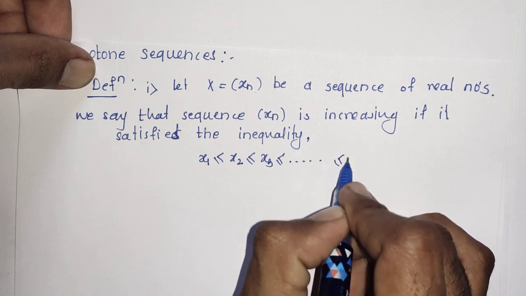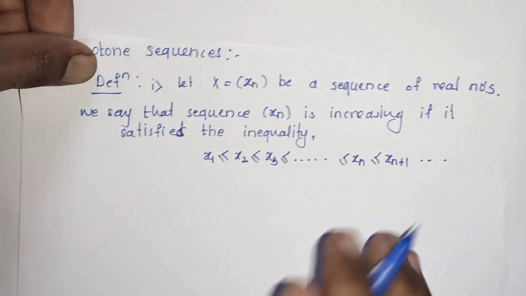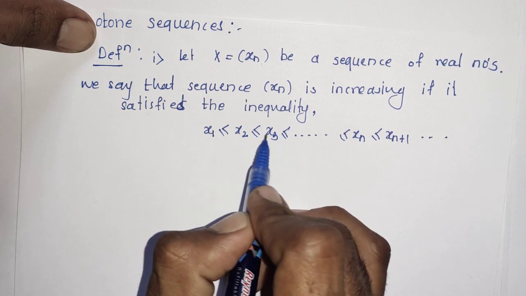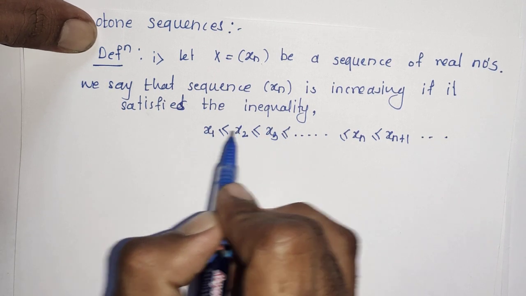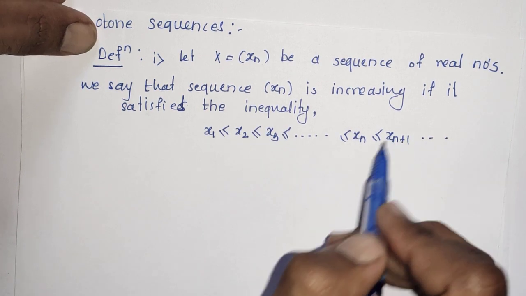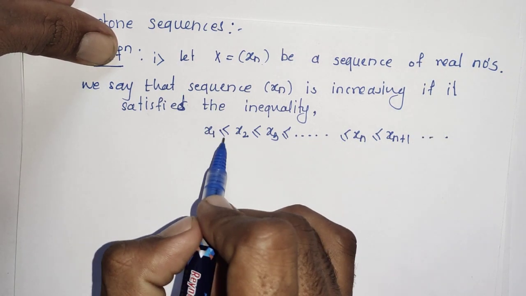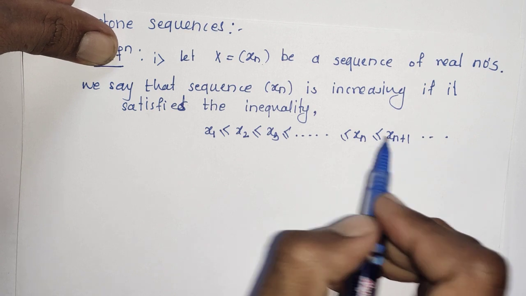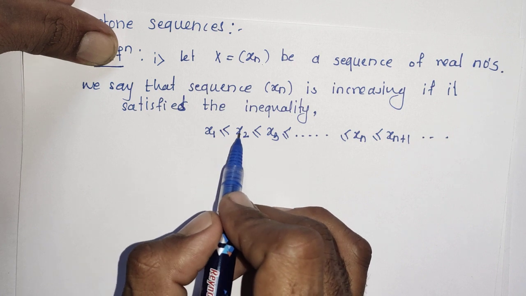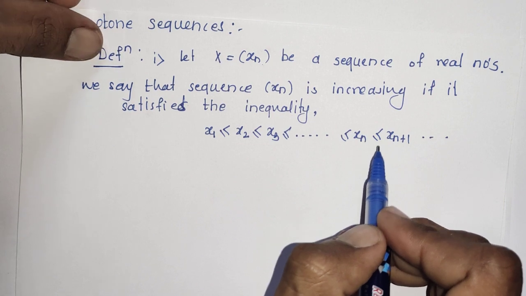That is, the nth element of the sequence is less than or equal to the (n+1)th element. So the second element is greater than or equal to the first element, the third element is greater than or equal to the second, that is x1 is less than or equal to x2, which is less than or equal to x3, and so on. Then that sequence is called increasing, that is, the elements of the sequence are in increasing order.